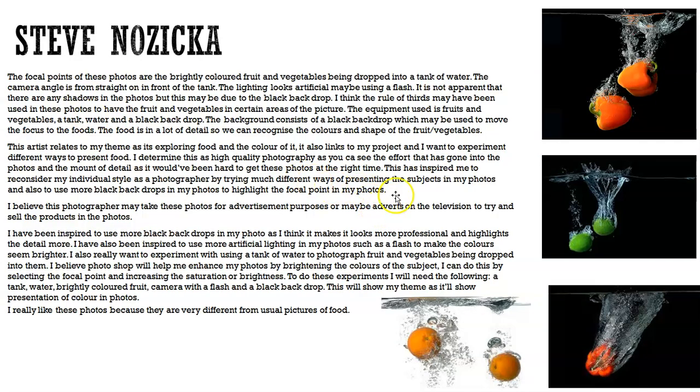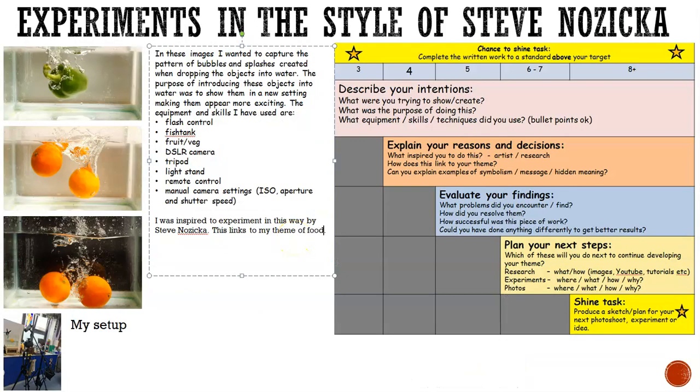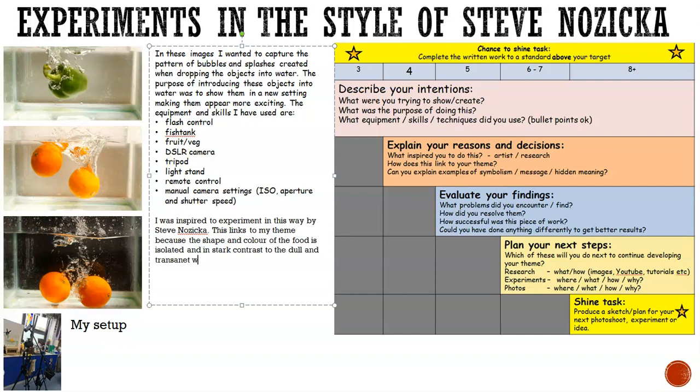I can also look at my research for ideas, so I can see here the student has talked about the saturation, the brightness, or the presentation of the fruit and colour of food, because the shape and colour of the food, so I can remove food from there. So notice how I'm going back and checking what I've written and making corrections. Isolated and in stark contrast to the dull and transparent water.